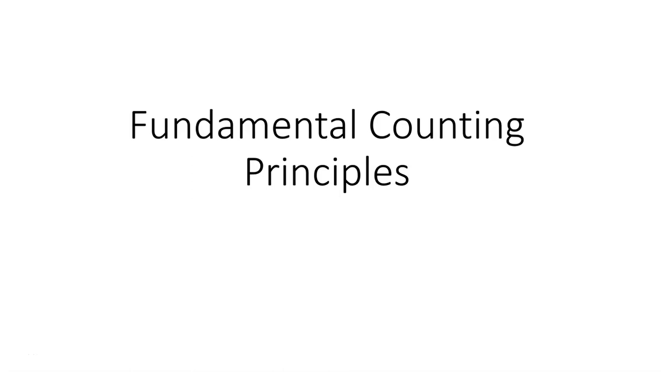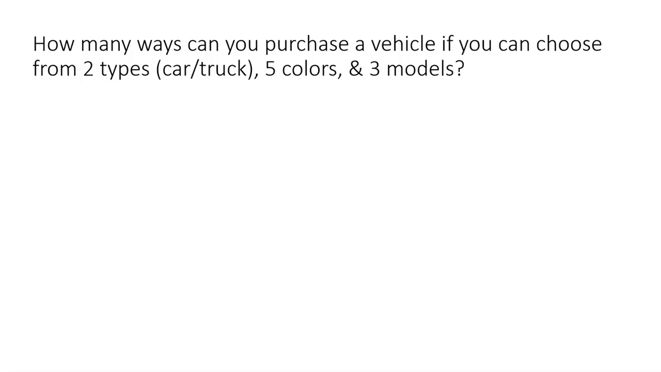Let's look at some fundamental counting principles. Imagine that you're getting ready to purchase a vehicle and you have two choices of vehicle, a car or a truck. There are 5 different colors from which you can choose, maybe red, green, blue, black, or purple, and 3 different models, the X model, the Y model, or the Z model. So how many ways could you purchase this vehicle?